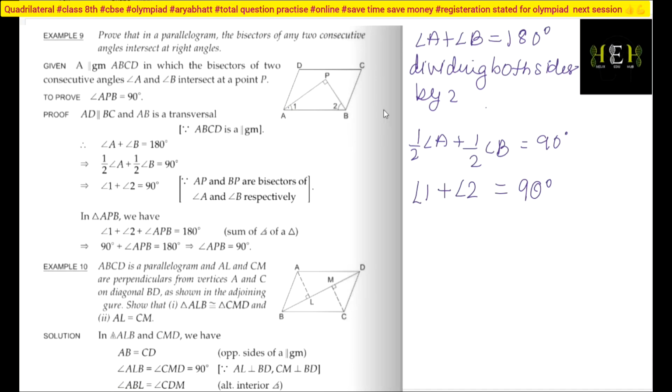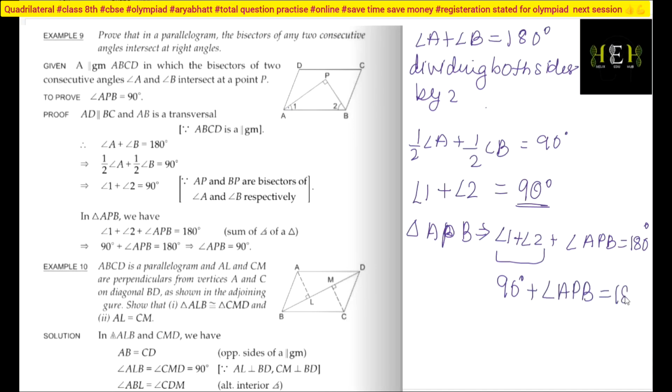Now take this entire triangle APB. I will apply the angle sum property, right? That is, the sum of all angles is equal to 180 degree. Now this one is 90 degree, so I will put 90 degree plus angle APB is equal to 180 degree, or I can say angle APB is equal to 180 minus 90, so it will become 90 degree. And they are asking this one only, that the bisectors intersect at 90 degree. So at the bisector it is this angle only, and see this angle is 90 degree.